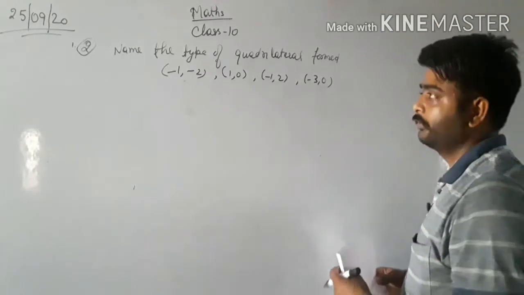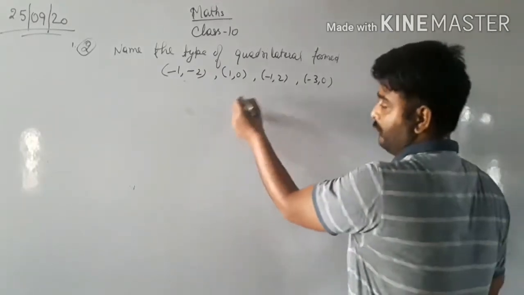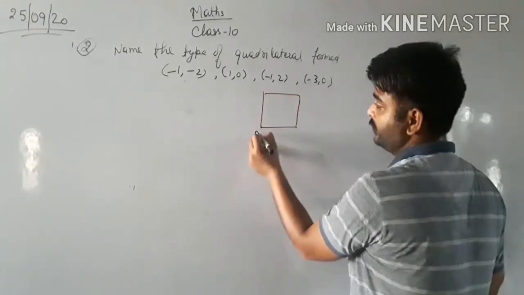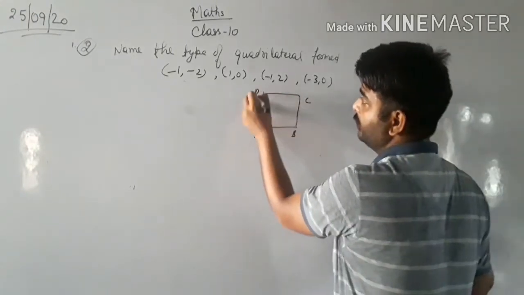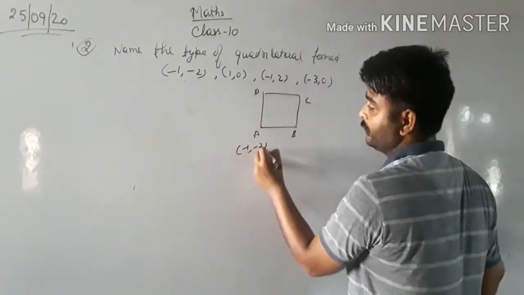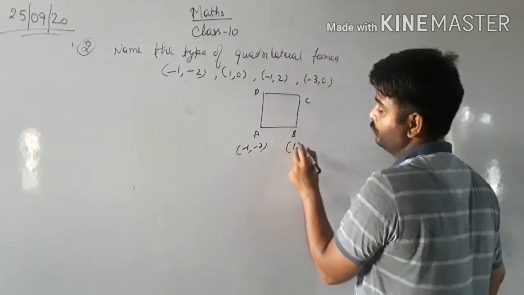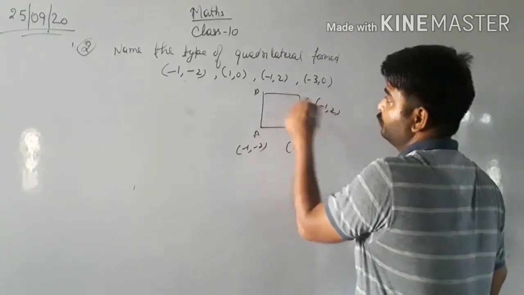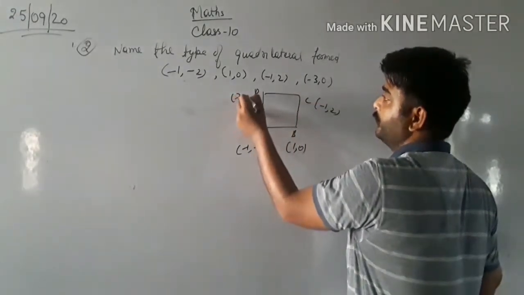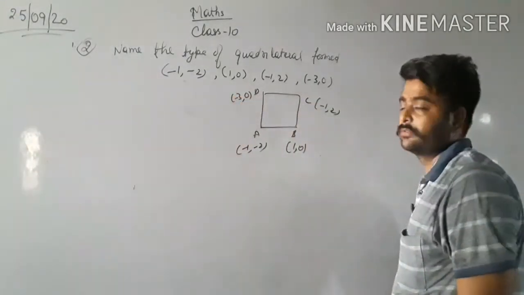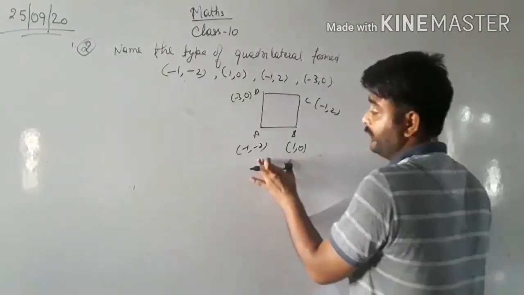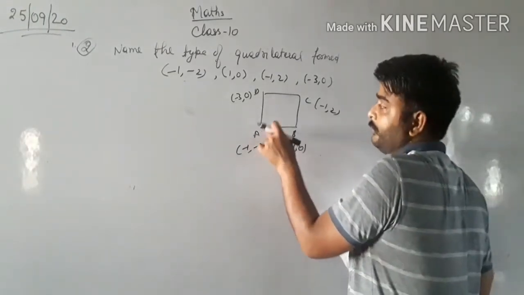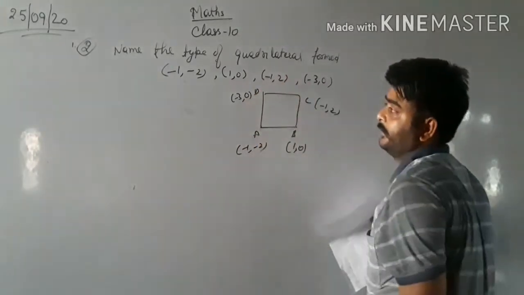Okay. Now class, first of all I will roughly draw these coordinates. It is A, B, C, D. A is -1 comma -2, B is 1 comma 0, C is -1 comma 2 and D is -3 comma 0. Any doubt class? Now first of all find the distances. As I told you previously, find the distance AB, BC, CD and AD.